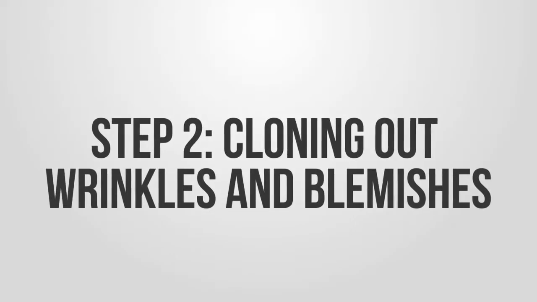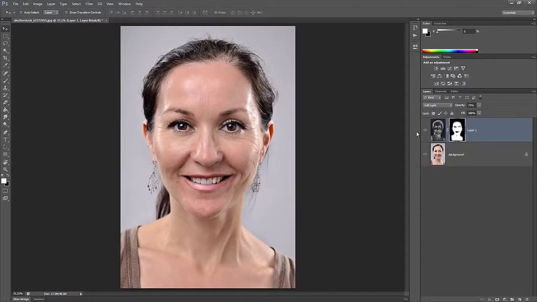Step 2. Cloning out wrinkles and blemishes. Next, we're going to clone out any wrinkles and blemishes that you want to remove or reduce. We're going to use this photo to demonstrate this technique. It already has the previous step applied. Cloning out wrinkles and blemishes is easily done with the Spot Healing Brush tool, but we're going to do it on another layer so that we can adjust the opacity of the layer later on.